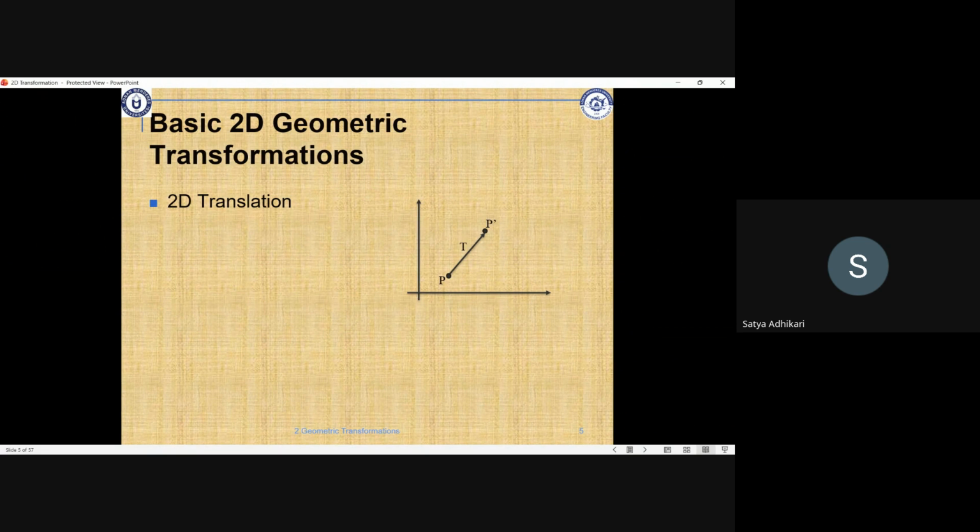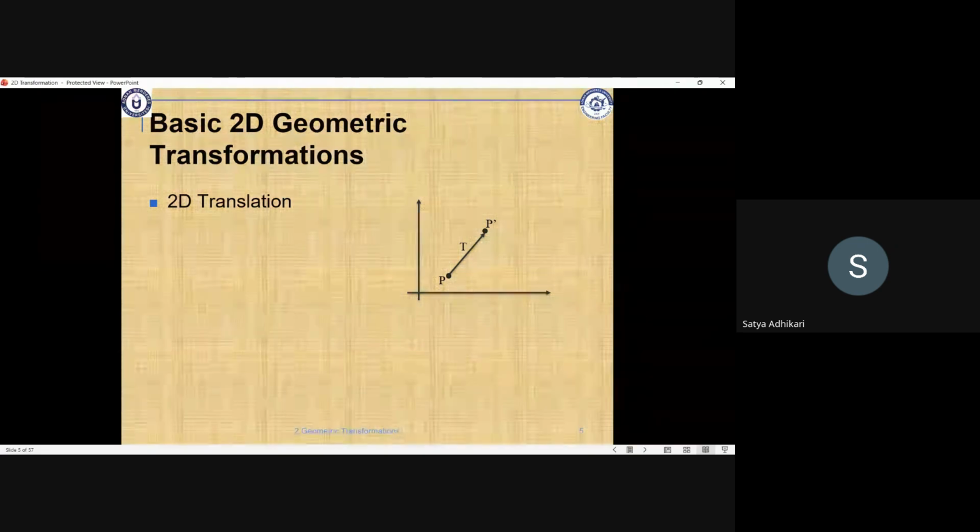You see, this is a line, P dash. Suppose you seek a point at P. Let's first take the example of a point. The point was initially at P. My aim is to change the location to P dash. Due to any reason, I want to change the location of that pixel or that point.